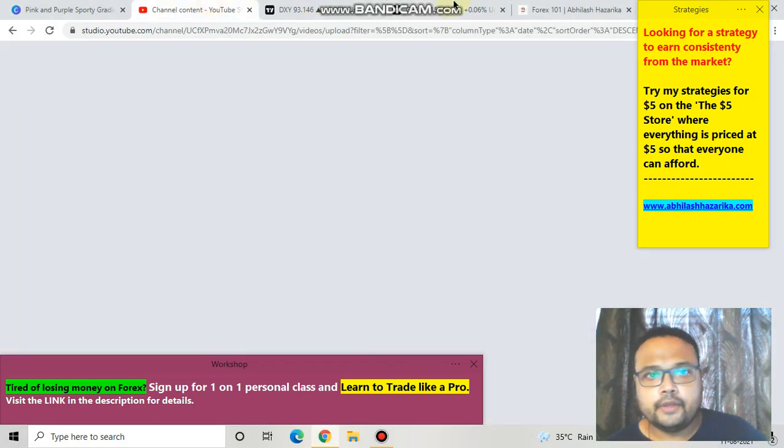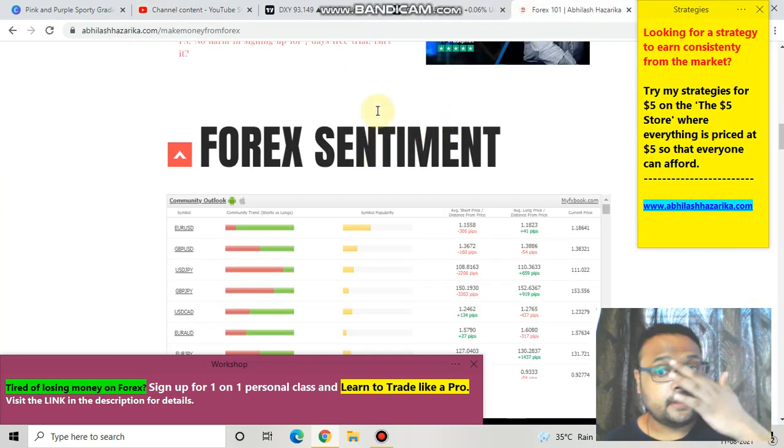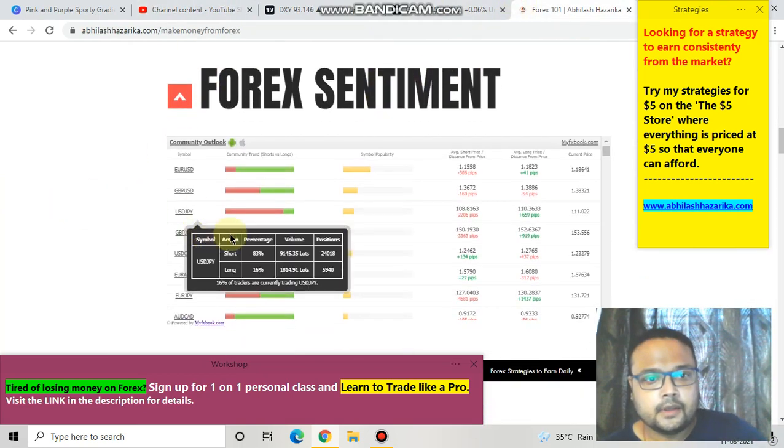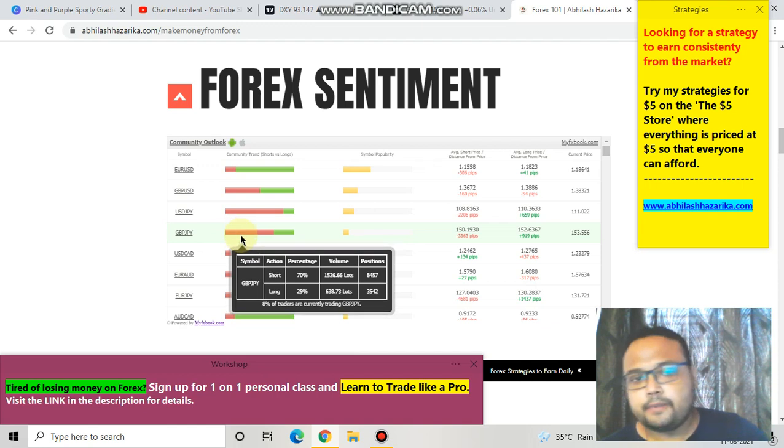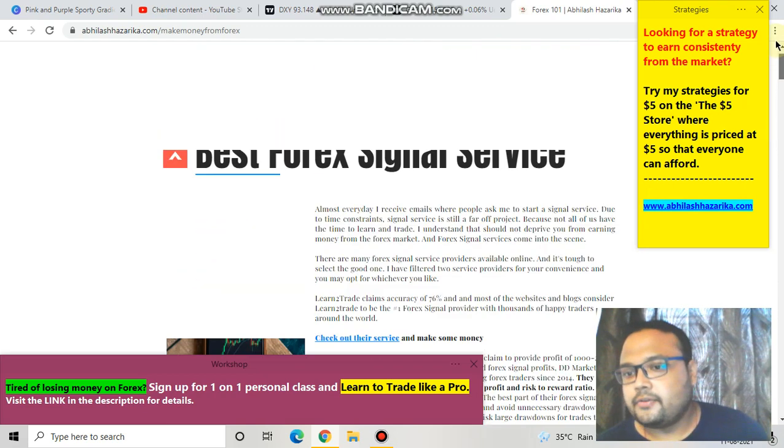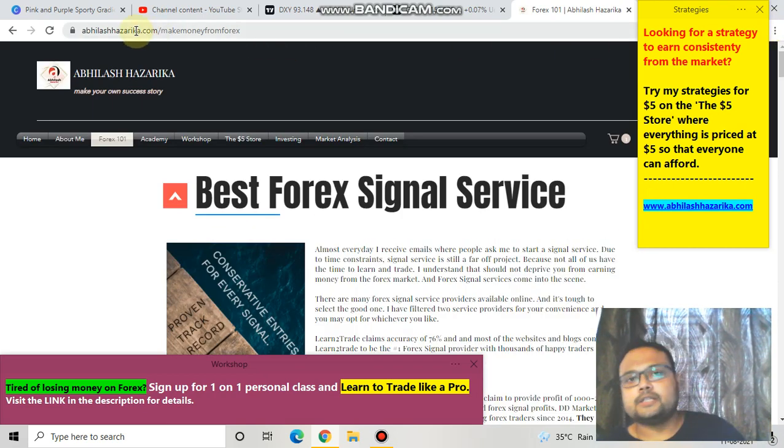And if we go to the forex sentiment meter here, okay, you can see that in the forex sentiment meter, 70% retail traders have taken short position and 29% retail traders have taken long position. You will find the forex sentiment meter on my website abhilashhazarika.com under forex 101 section.